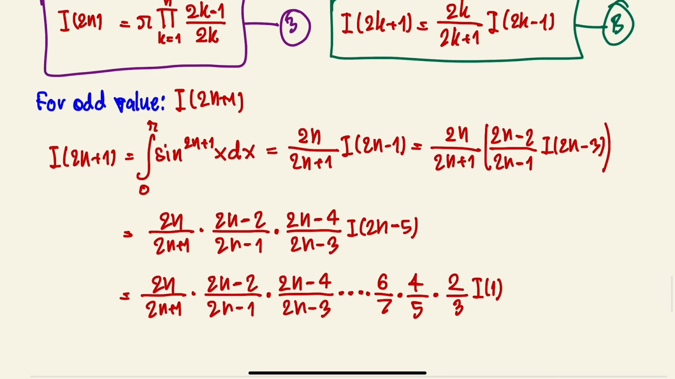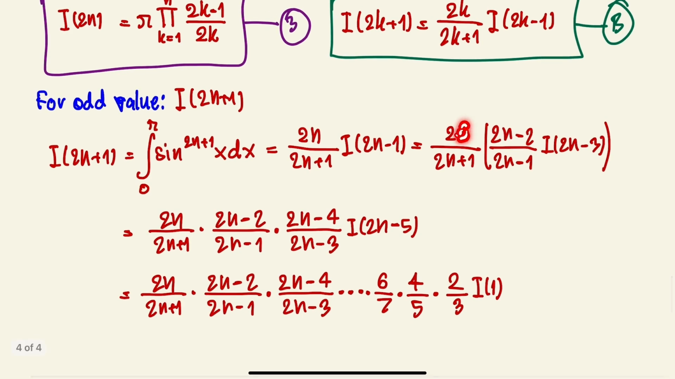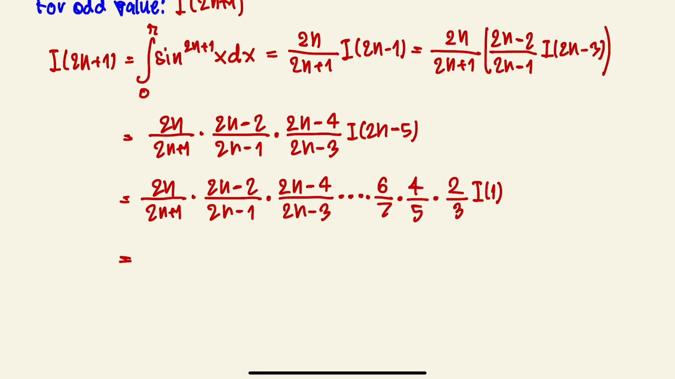Why is it I of 1? When n is 2, what happened? 2 times 2 is 4, and 2 times 2 plus 1 is 5. And 4 minus 2, and 4 minus 1 is 3. And this one is 2 times 2 minus 3, which is 1. So it's going to be I of 1.